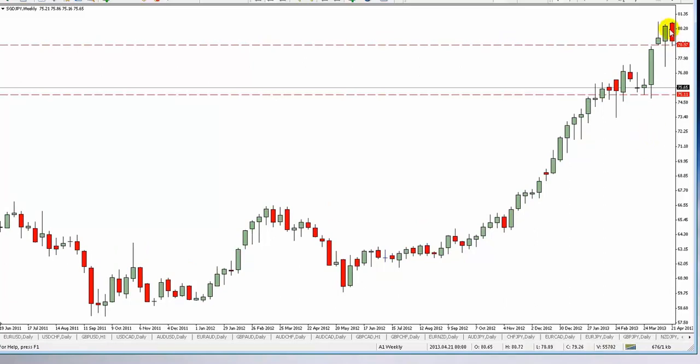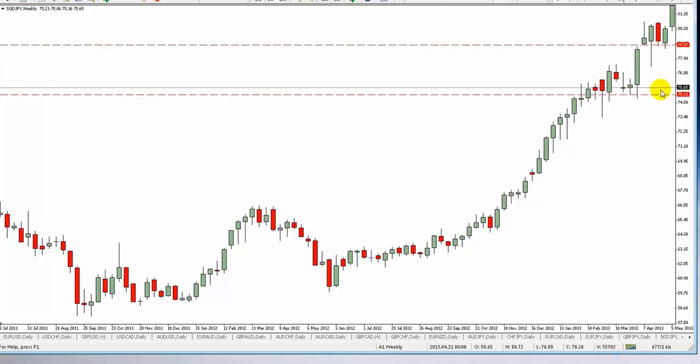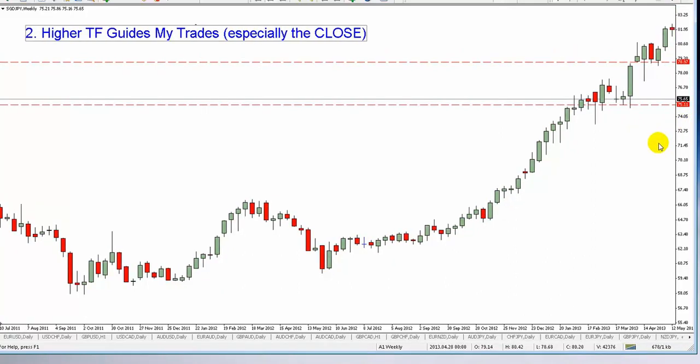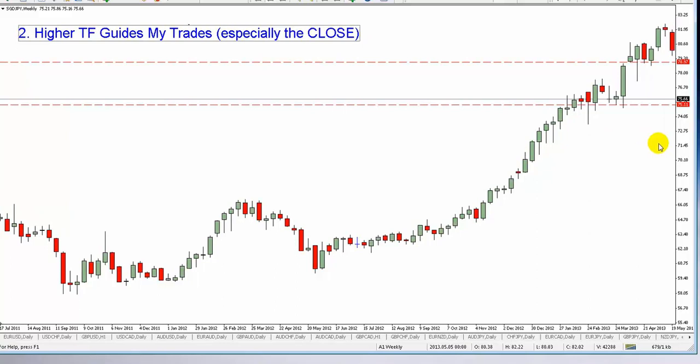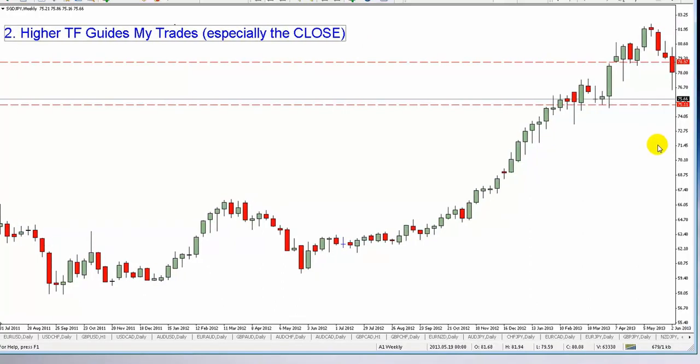I see a big red candle. Maybe it's the end of the trend. You know what I would say? Nope, I don't think so. I still don't think it's the end of the trend. Now it's the end of the trend. And does everyone see why I would say that?